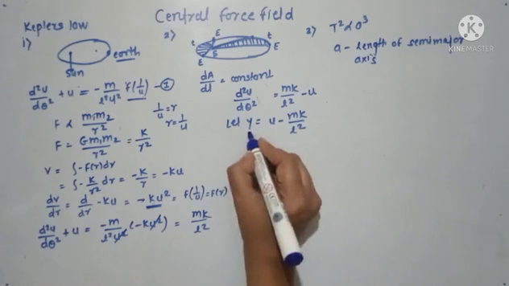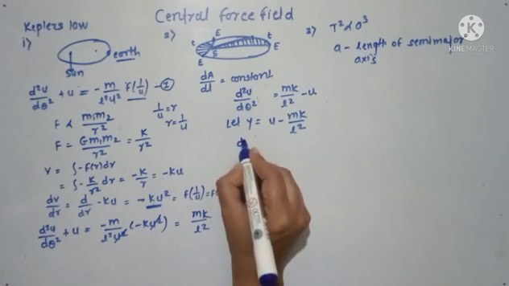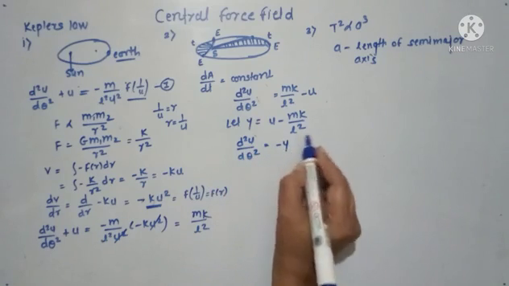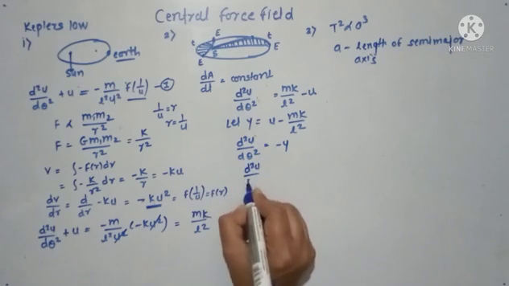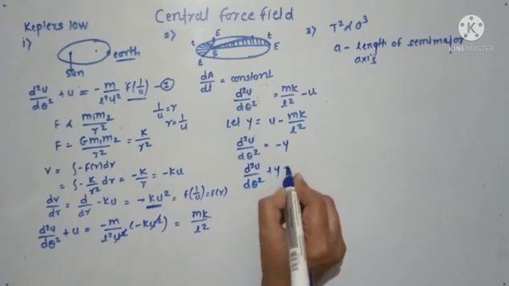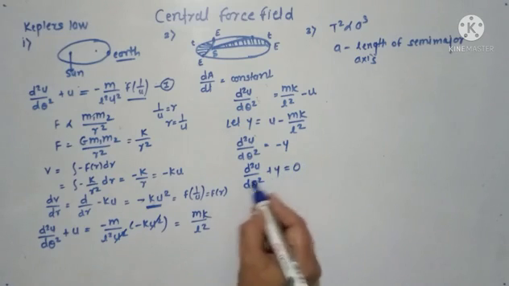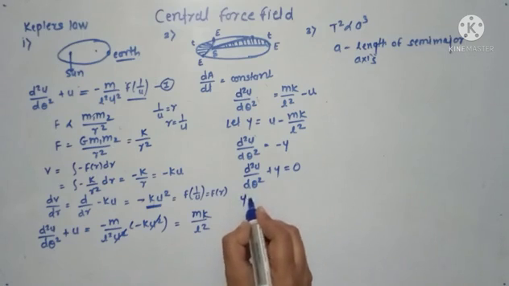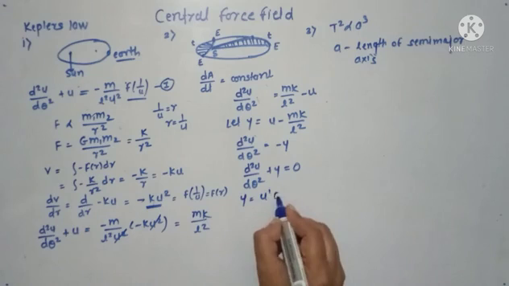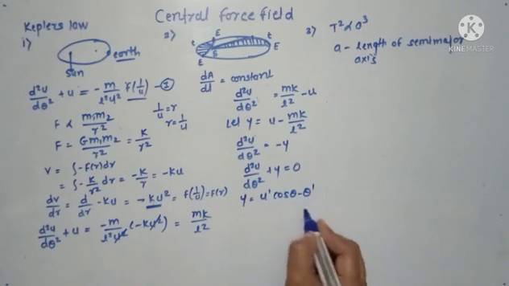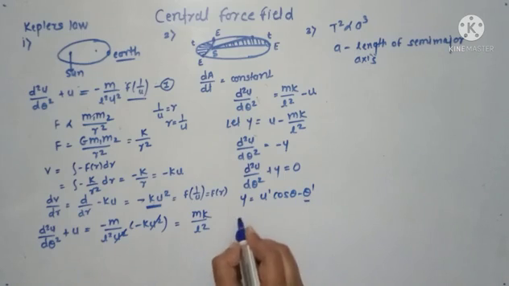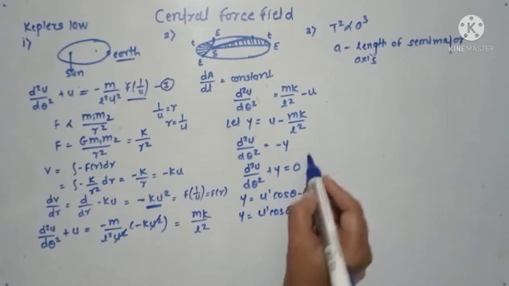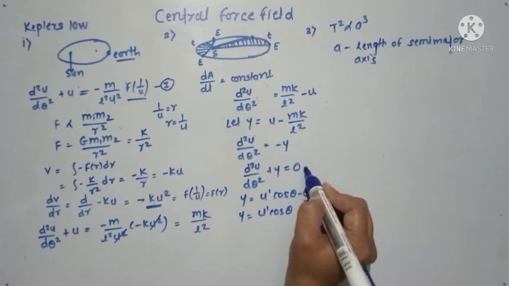So if I put this value of y into this equation, d²u/dθ² = -y, or I can write d²u/dθ² + y = 0. So this is a second order differential equation, and the solution of such an equation can be written as y = u' cos(θ - θ'). If we fix our frame at θ', we can write y = u' cos θ. This is the solution of such an equation, which is mathematically proven.